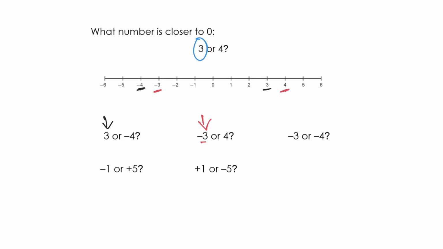Negative 3 or 4, which is closer to 0? Negative 3 is closer to 0 because it's got 1, 2, 3 jumps. This one has 1, 2, 3, 4 jumps. Negative 3 or negative 4, which one's closer to 0? Well, negative 3 is. Negative 1 or positive 5, which number is closer to 0? Well, it's negative 1. It's much closer to 0. And our last example, 1 or negative 5. Which one's closer to 0? Positive 1 is.